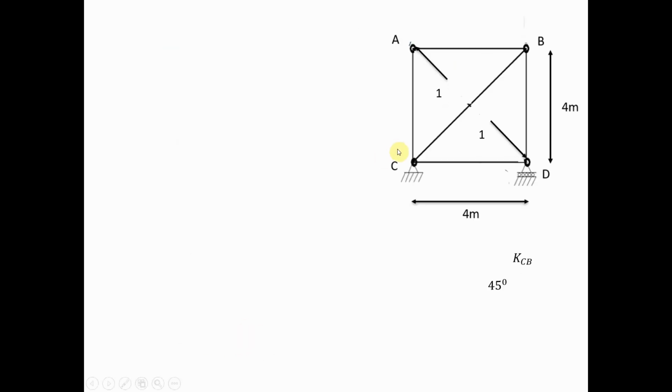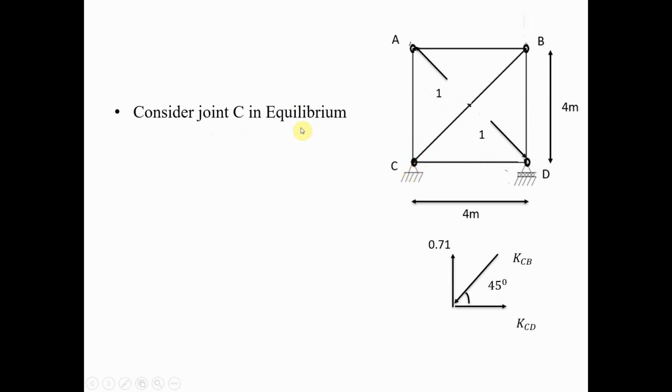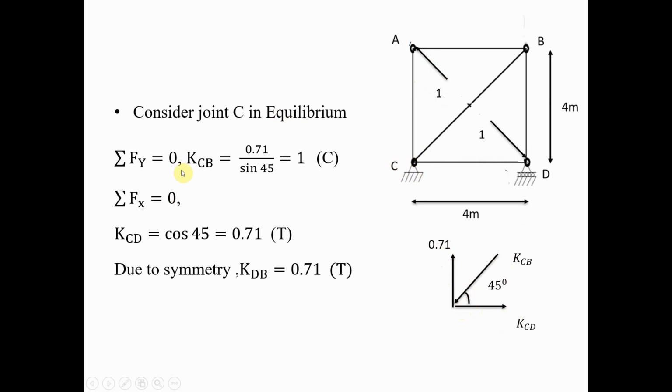Now to find out the member forces at joint C, consider joint C in equilibrium and draw the free body diagram at joint C. We have KCD member force, then KCB, and KAC we have already found out, which is 0.71. So by applying the condition of equilibrium at joint C, summation of Fy is equal to 0, then 0.71 is positive, minus KCB sin 45 is equal to 0. So KCB is equal to 0.71 upon sin 45, which is equal to 1, positive.